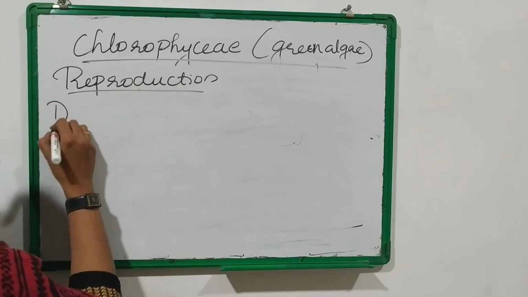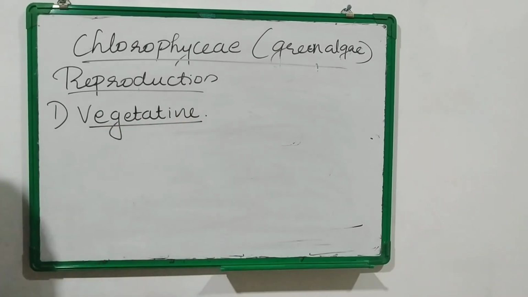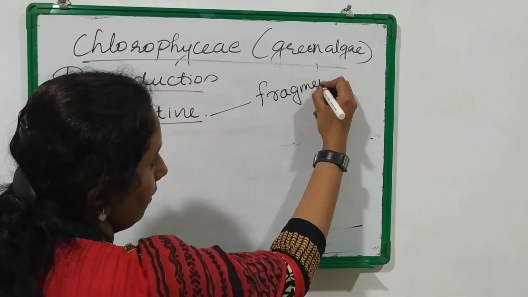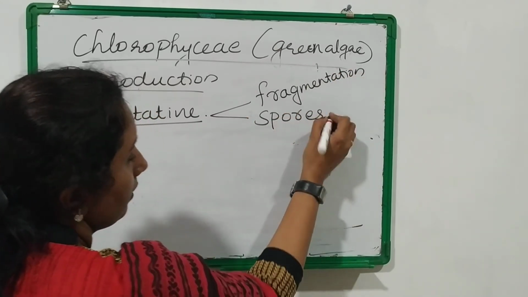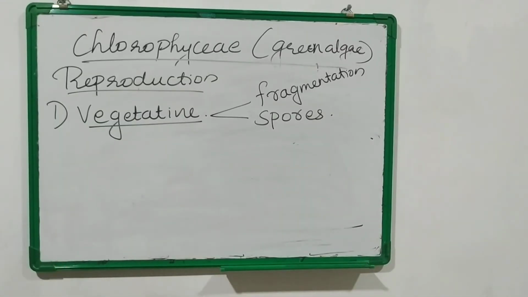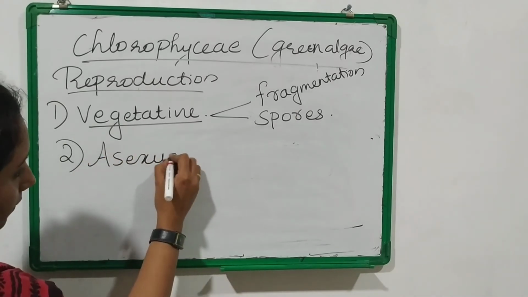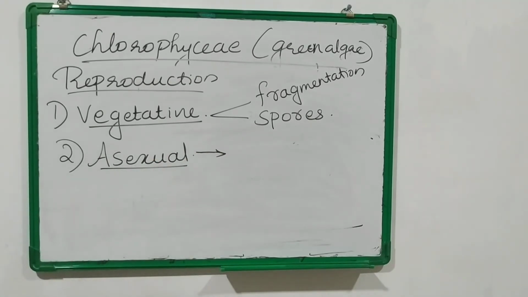First one is vegetative reproduction. In green algae, vegetative reproduction occurs sometimes by fragmentation or sometimes by the formation of spores. Then the second one is asexual reproduction.